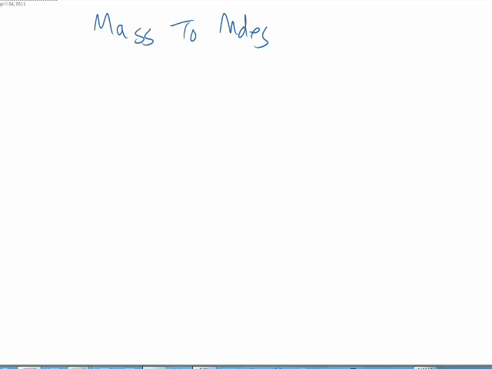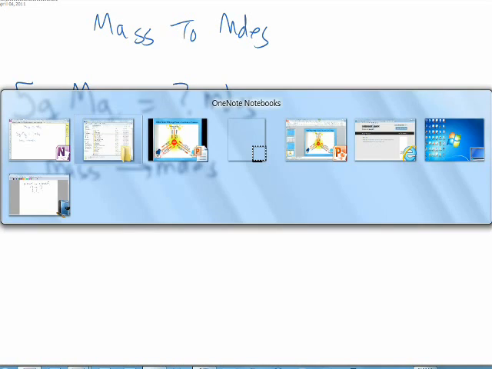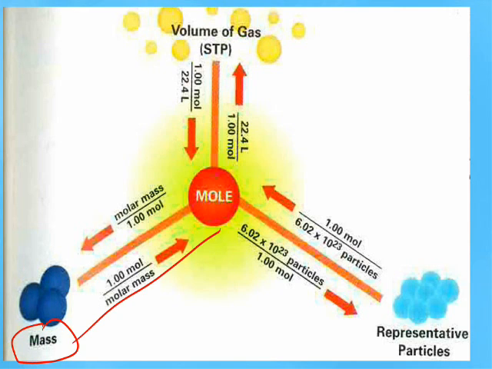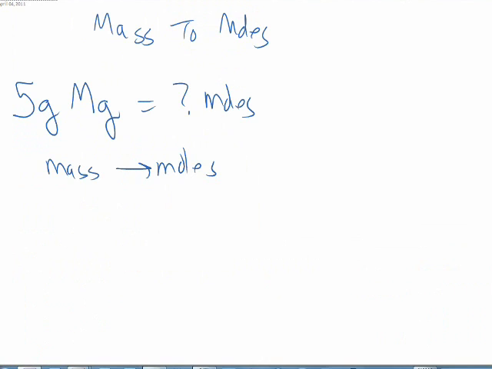Let's go from mass to moles. Let's try one to start us off. Say we just have a chunk of magnesium. We have 5 grams of magnesium. It's actually not too much of a chunk. How many moles is that? So we are going from mass to moles. Let's look at the chart here. We're going mass to moles, so we want to go here. We follow the arrow. We just multiply by this, which is 1 over the molar mass.